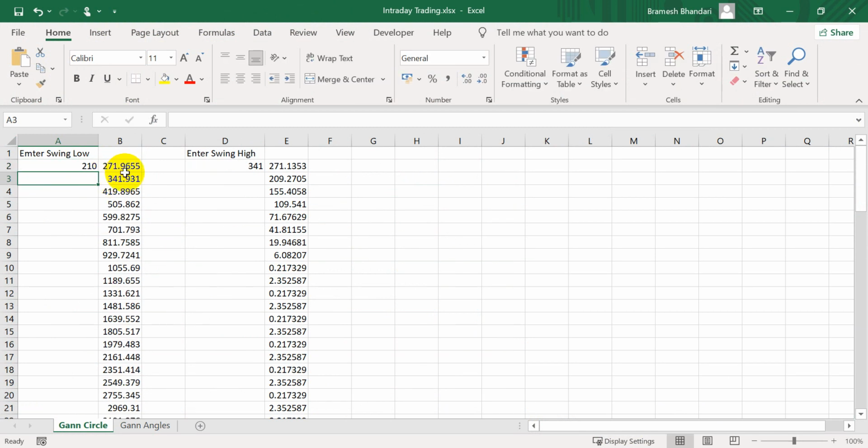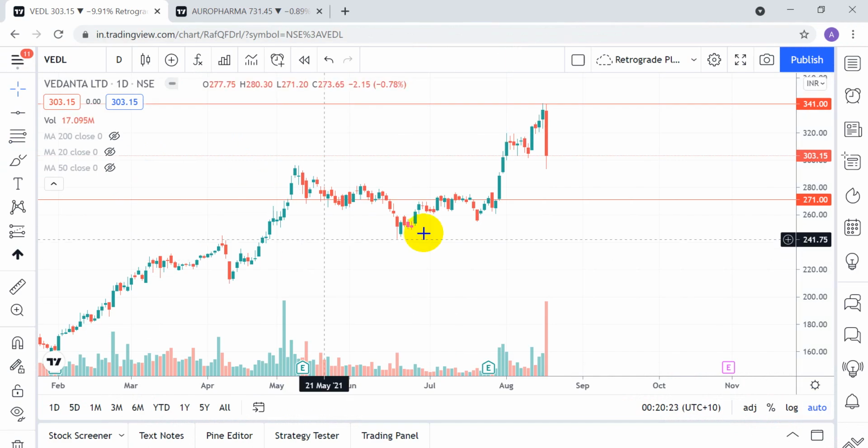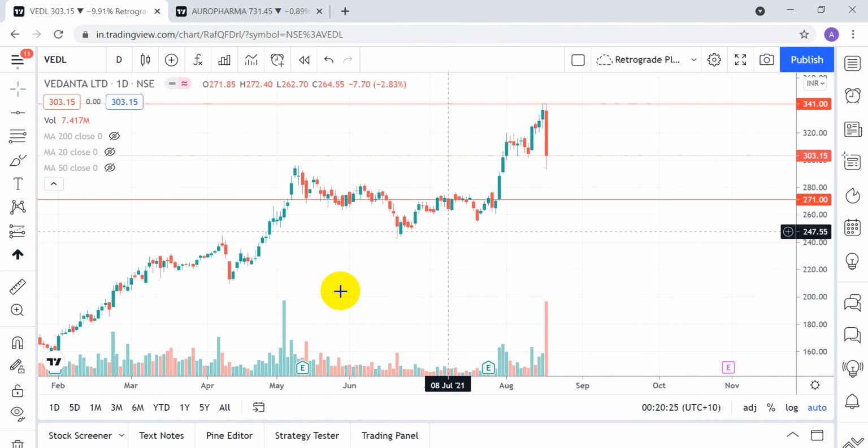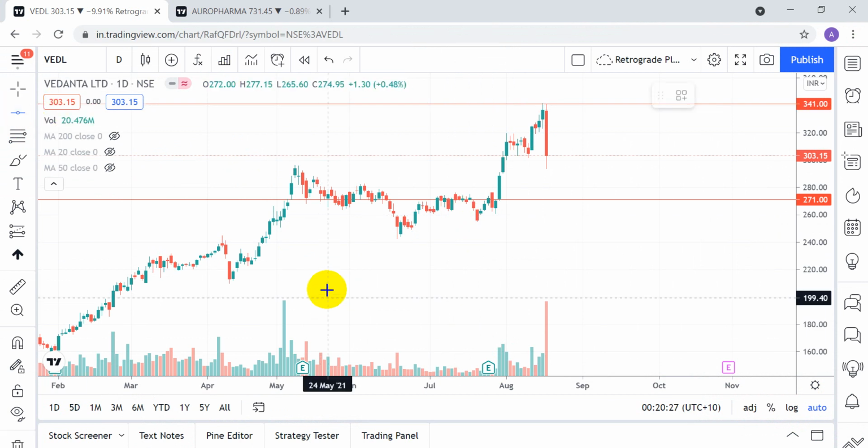So you'll get these values. These are the important cycles where this trend is going to end. So basically from 210, 271 is the first level, then 341 and then 419. Let's quickly go and check what has happened here. If you see here, this is the 271 line. First let me quickly draw a line at 210.